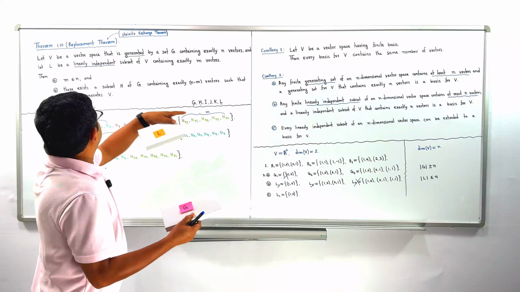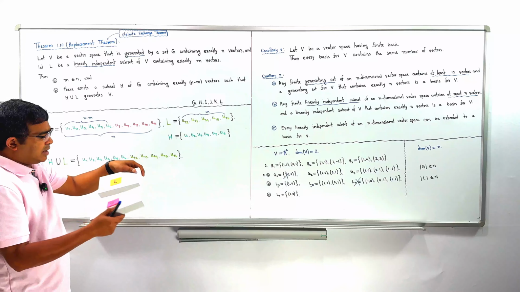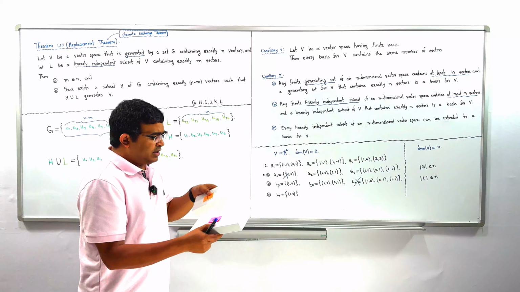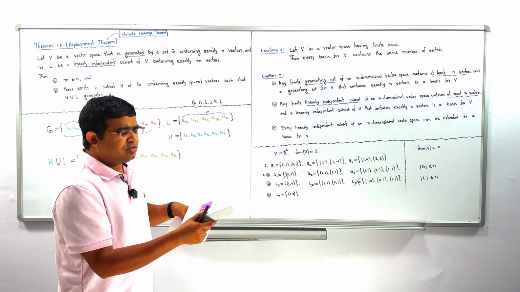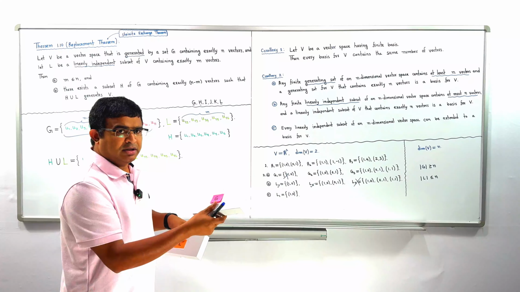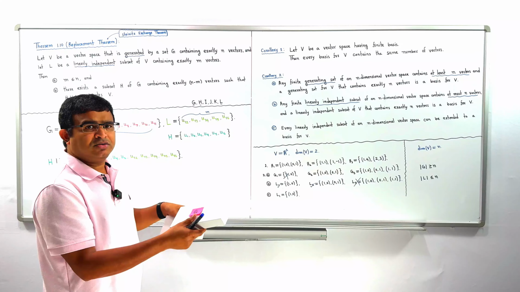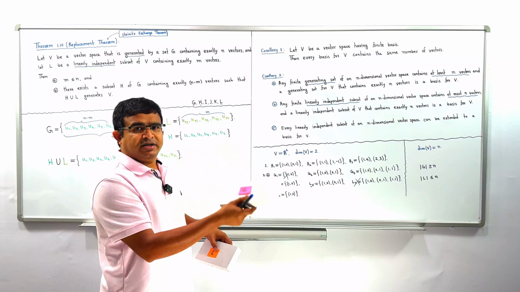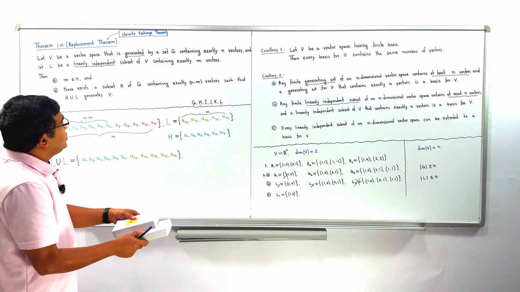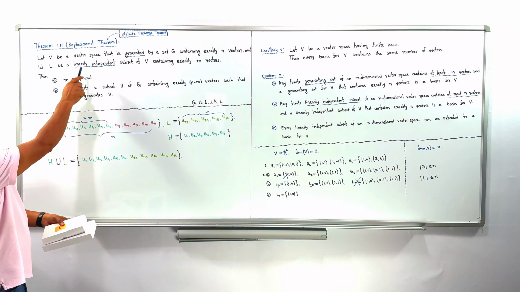Then part A says that the number of elements in L should be less than or equal to the number of elements in G. So the number of elements in a linearly independent subset would be less than or equal to the number of elements of the generating set G. So now we can come to the statement.